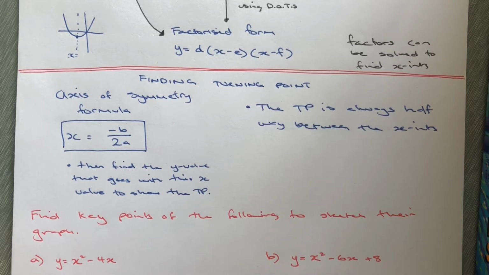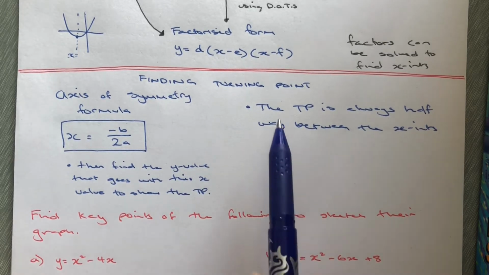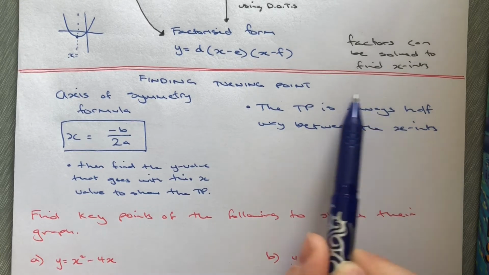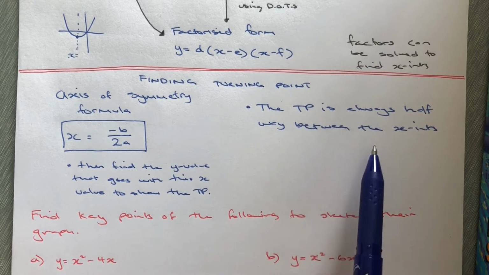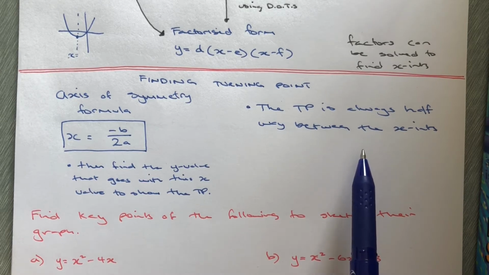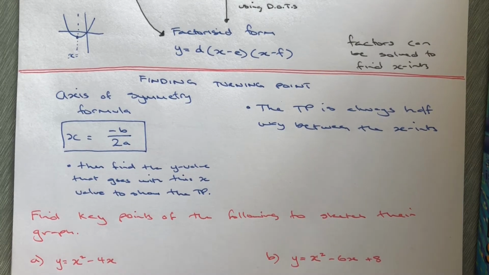Obviously there's turning point form, but another thing which you're going to be using today is this here. So the turning point is always halfway between the x-intercepts. So if you know where the x-intercepts are, you're going to be able to find out where the turning point is as well. So that's the key thing that we're going to be working on today.